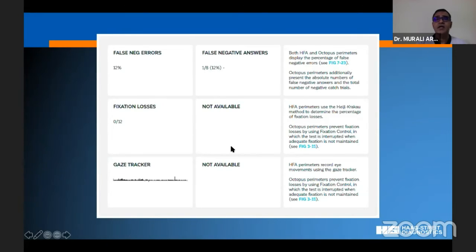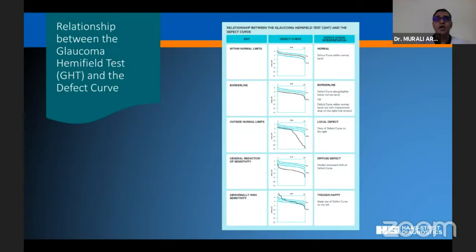Fixation loss does not occur because the fixation control in the Octopus perimeters does not allow a stimulus to be presented when fixation loss occurs. A gaze tracker is not available in the Octopus perimeters. The glaucoma hemifield test is an interesting concept, and the defect curve is equivalent to that.